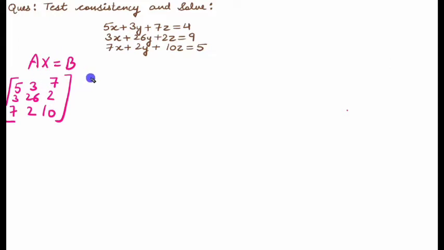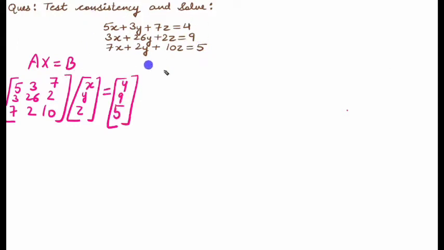This is the coefficient matrix. After this, what is the matrix X? Matrix X will have the variable terms. This will be X, Y and Z. And after this, matrix B would be the constant matrix 4, 9 and 5. This whole system can be represented like this in matrix form.